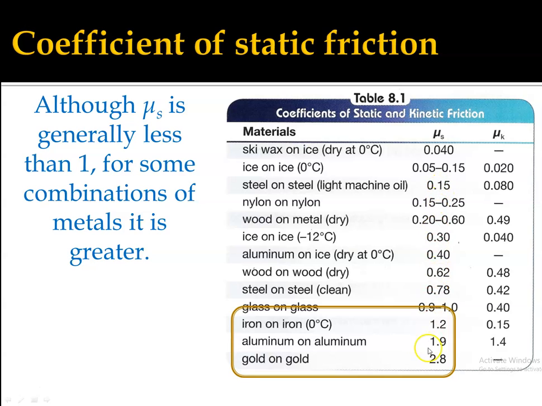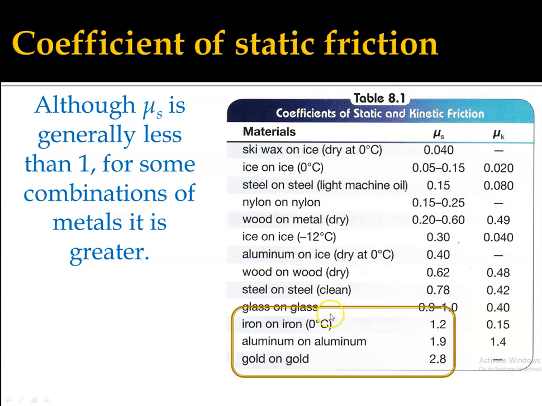These values here reflect what it takes to get a still object moving. And these values here show what it takes to keep the object moving once it has started at a constant velocity. So take a look at wood on wood. The coefficient of static friction is 0.62. Once we get it moving, note that it takes much less friction to keep it moving.